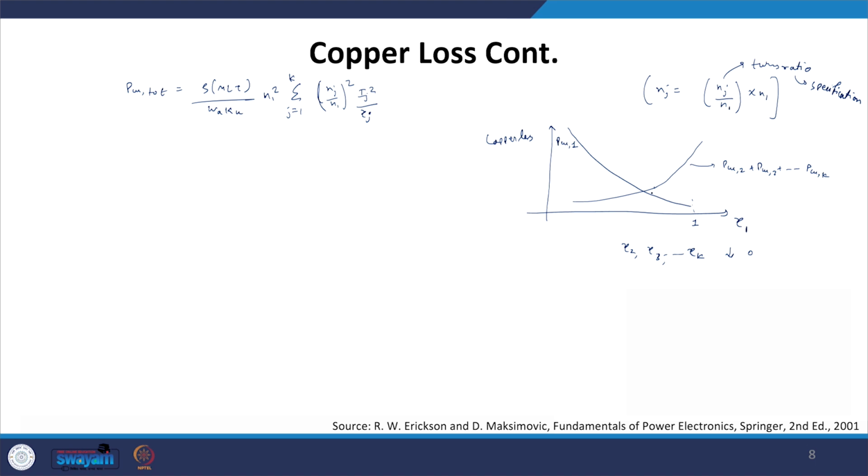Now if we do the summation, the total copper loss will be something like going down and then again going up. So this is your PCU total, and the point where it has the minimal value is the gamma 1 optimum value. That means there will be one point, the gamma 1 optimum point, where you have the minimum total copper loss. Similarly, you can obtain the gamma 2 optimum value, gamma 3 optimum value, and so on.